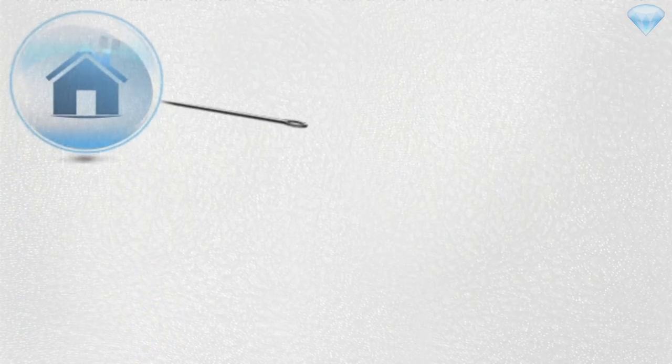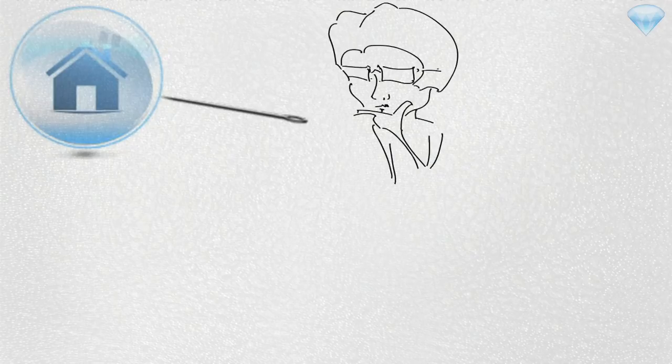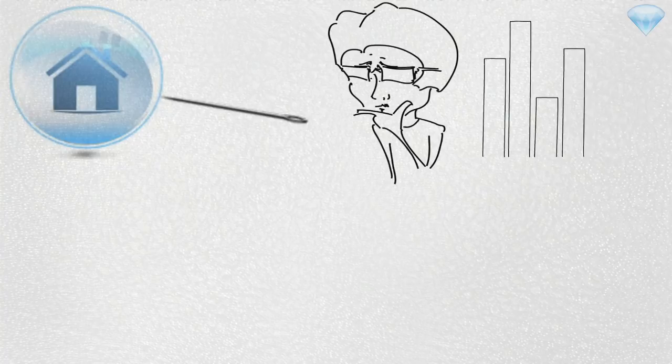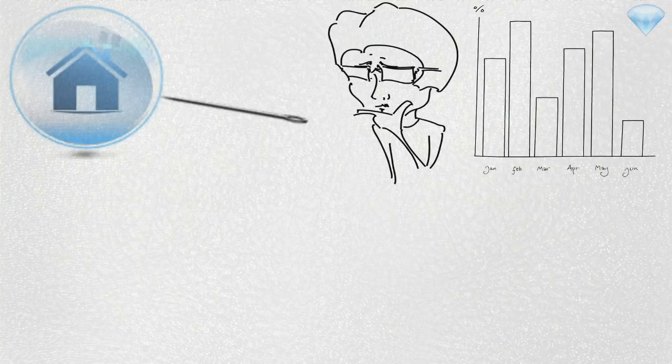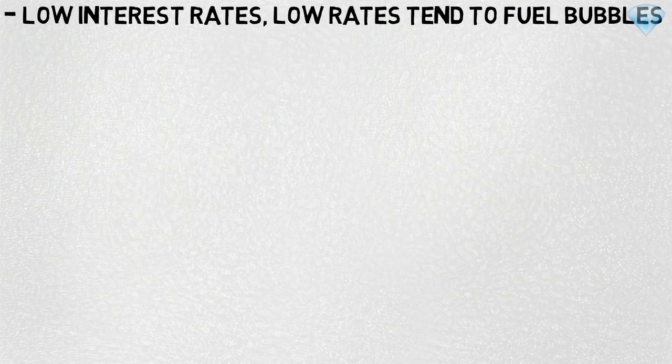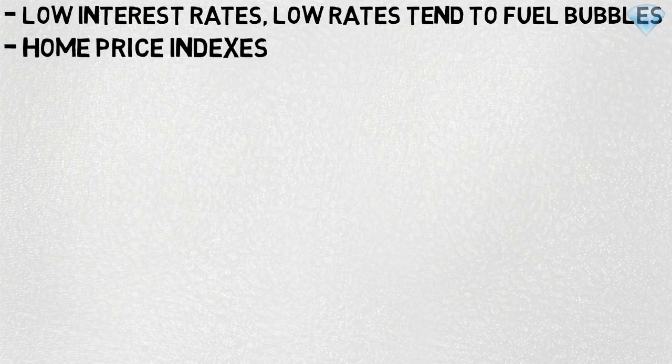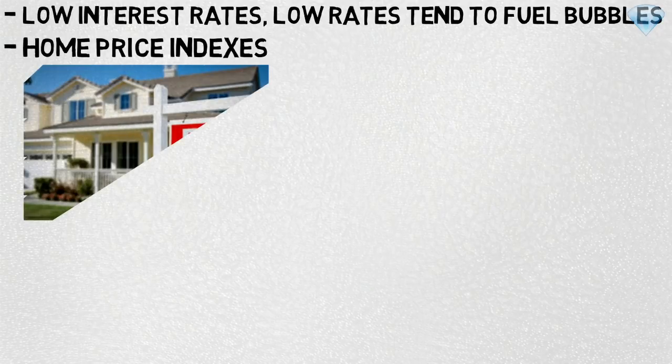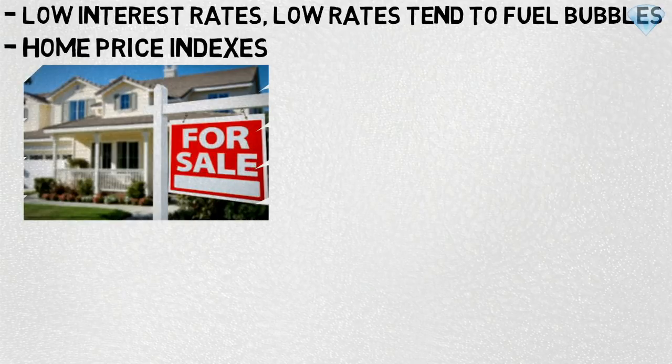Though there is no ideal way to spot a real estate bubble, and experts do not even agree on whether one can be identified or prevented, there are a number of indicators that homebuyers and shoppers can follow in order to determine the likelihood of a bubble. Those indicators include low interest rates, as low rates tend to fuel bubbles, and home price indexes, a measurement of housing prices of single-family homes in a given location. Those offer the easiest way to follow the rise and fall of home prices.